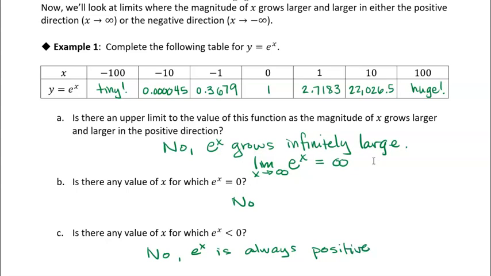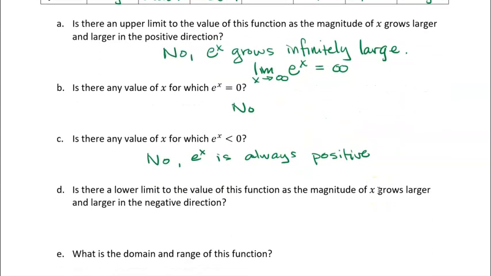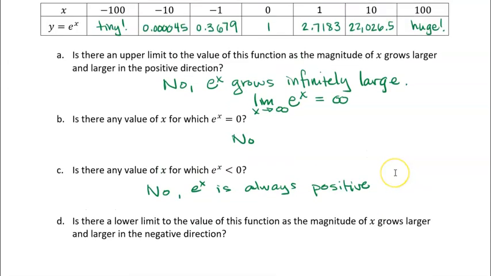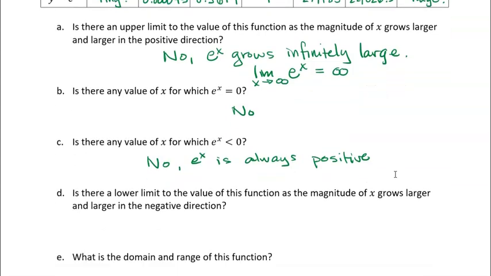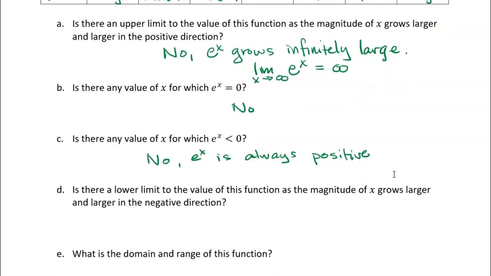Okay. All right. Next question, is there a lower limit to the value of the function as the magnitude of x gets larger and larger in the negative direction? Okay, so you can see it's getting smaller and smaller and smaller, right? It never goes negative, so it's approaching 0. So we're going to say, yes. E to the x never goes below 0.